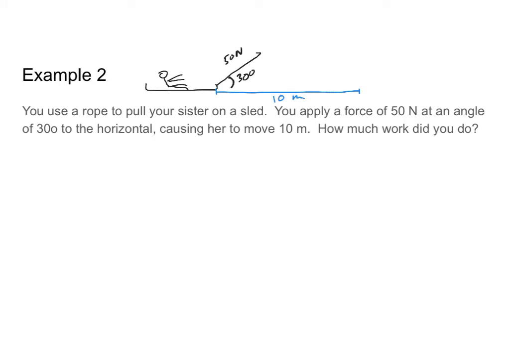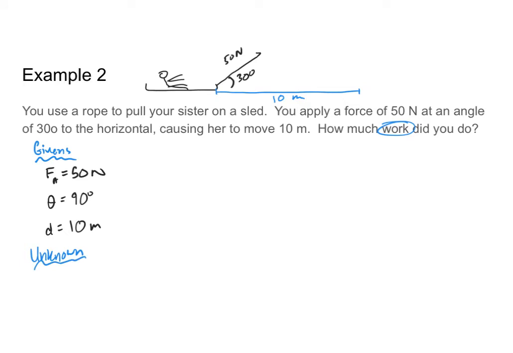So let's figure out how much work I did. My givens are my applied force, which is 50 newtons, the angle theta between my force and my displacement, which is 30 degrees, and the displacement of my sister, which is going to be 10 meters. My unknown is work, because that is, of course, what the question is asking me to find.